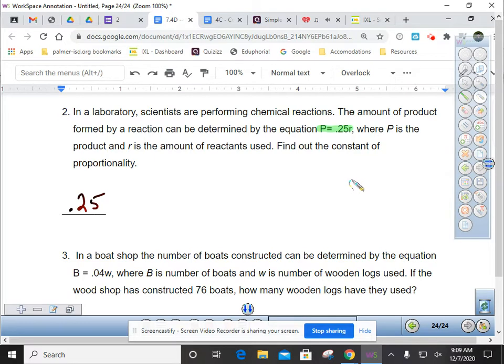Okay? Pay attention. The constant of proportionality is the number that you're multiplying by. It's the one that doesn't change. So if I used 1 reactant, I would multiply it times 1. If I used 400 reactants, I would multiply it times 400. Okay? That's the answer. It's the number in front of the variable. That's it. That's the answer. Write down. Don't make it hard.